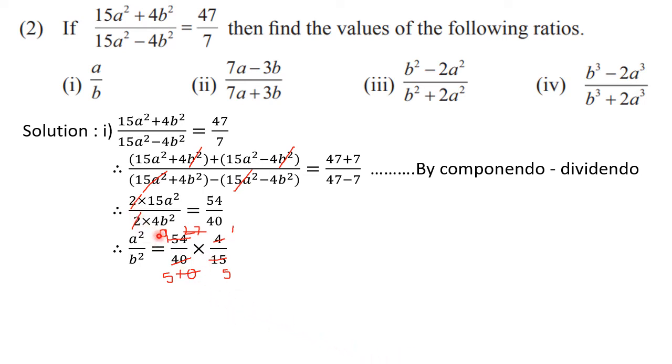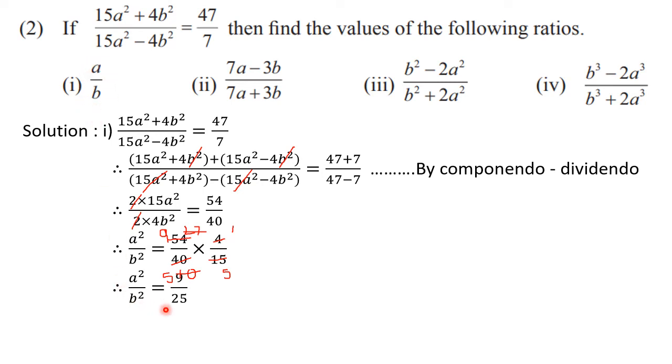So in the numerator we have 9 into 1, 9, and in the denominator we have 5 into 5, 25. So we will get a square upon b square as 9 upon 25. Now what we can observe here is all these 4 terms are perfect squares, and that is why we can take square root on both the sides because we want to find the value of a upon b.